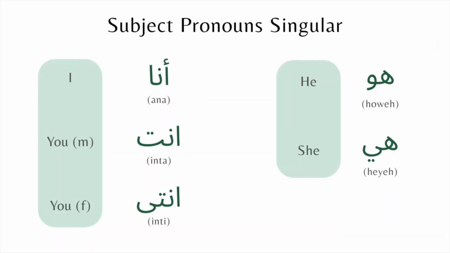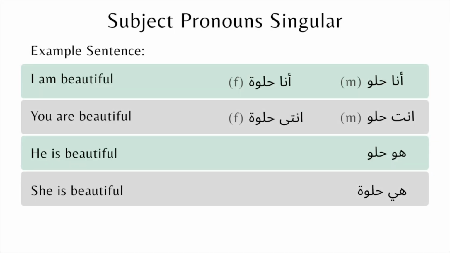We'll start off with the singular subject pronouns. I is أنا. You masculine is إنت. You feminine is إنتي. He is هو. She is هي. Let's try these in example sentences.